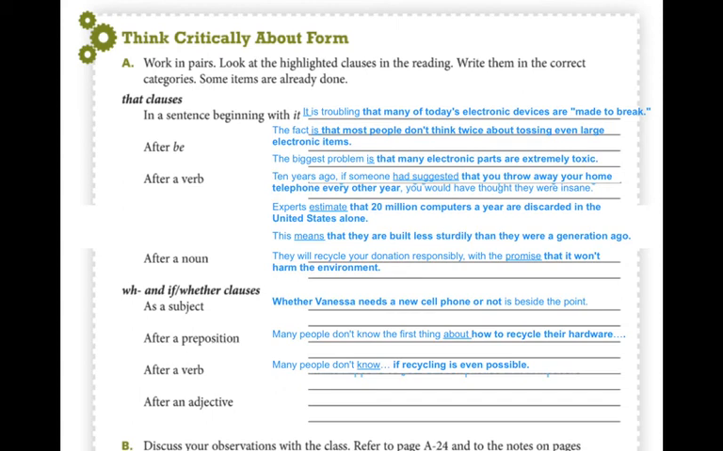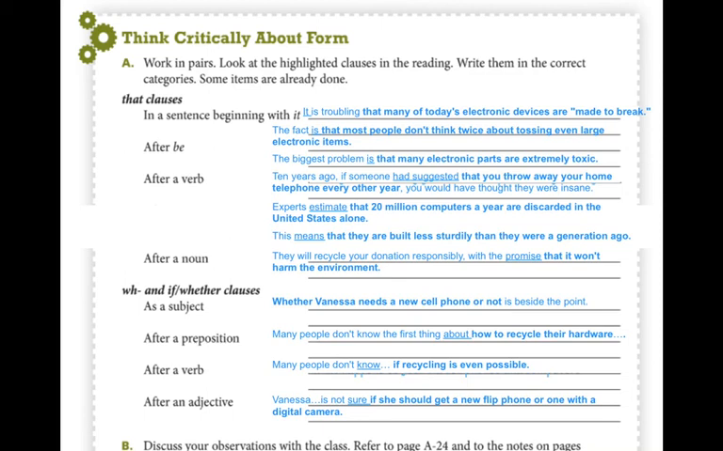After an adjective, we have the example, Vanessa is not sure if she should get a new flip phone or one with a digital camera. She is not sure, there's the adjective, if she should get a new flip phone or one with a digital camera. We could change the word if, in this case, to whether. Vanessa is not sure whether she should get a new flip phone or one with a digital camera.